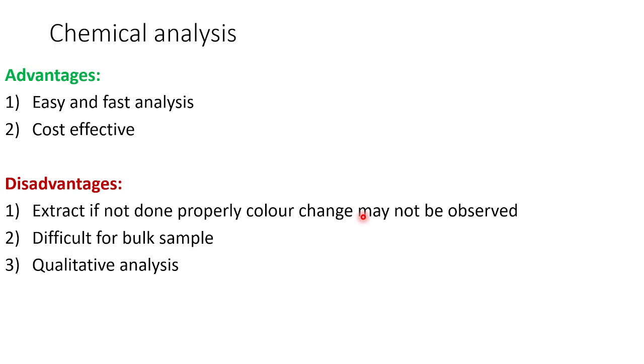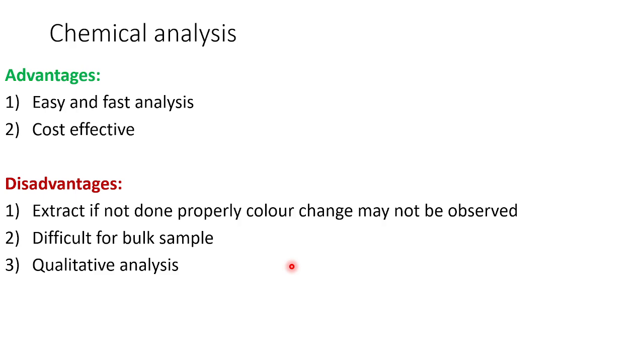Now the demerits. First, you need to do the Soxhlet extraction. If it is not done properly, then the ultimate color changes when you add different chemicals to your extract filtrate solution may not be observed. For that extraction you need to do a number of cycles, as I have shown in the Soxhlet apparatus. You need to do at least 4 to 5 cycles, so that all the additives or soluble part come out from your polymeric material.